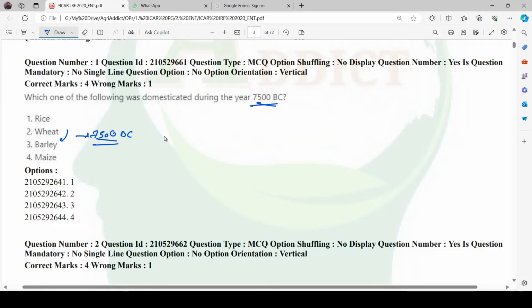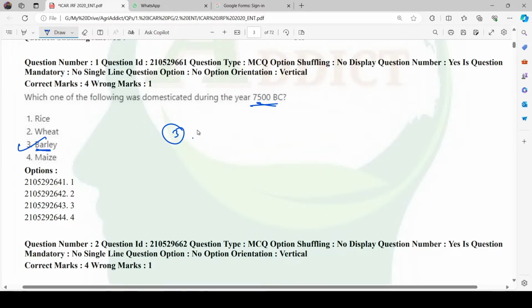But one thing is that in some of the books like Agriculture at a Glance and other books, that is R.K. Sharma book, only barley is given in 7500 BC. So in the answer key provided by NTA, barley, that is option 3, is the answer, but wheat can also be an answer. And for now, just go for barley. But both wheat and barley were domesticated in the year 7500 before Christ, BC.